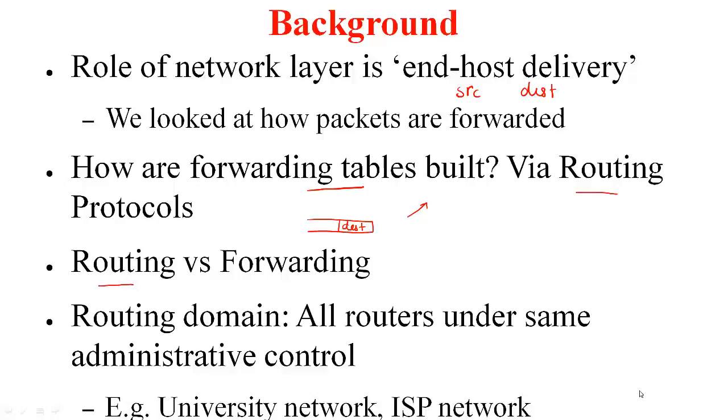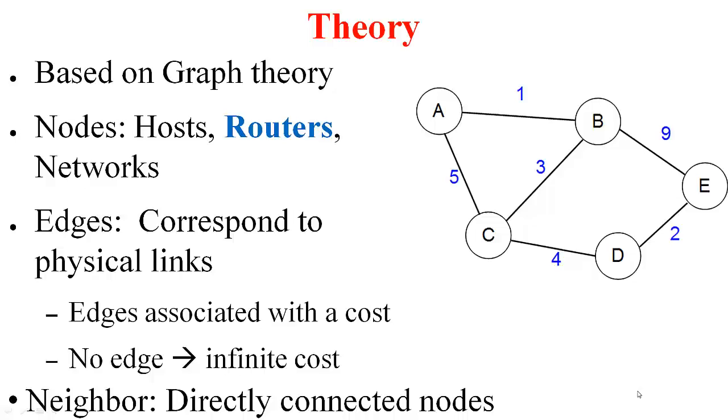A terminology that we are going to use in the future is routing domain. Basically, all routers that fall under the same administrative control fall in the same routing domain. For example, routers within a university network like IITB fall within one administrative domain. Similarly, routers that belong to an ISP network fall under a different routing domain. So it's possible that you could employ different routing protocols in each of these routing domains.